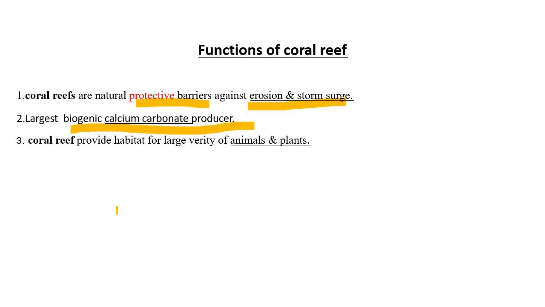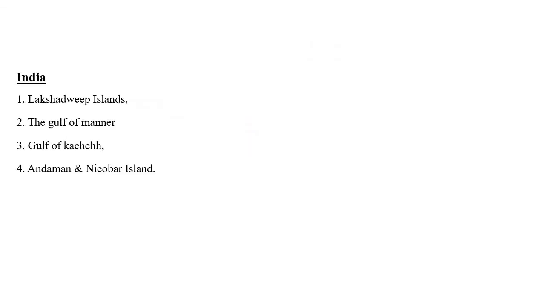Third one, it is habitat to animals and plants. Especially in the forest on land, the forest provides habitat to a number of animals and plants. In the same way, the coral reef in the ocean also provides habitat to animals and plants. In India, it is available in Lakshadweep Islands, Gulf of Mannar, Gulf of Kutch, and Andaman and Nicobar Islands.